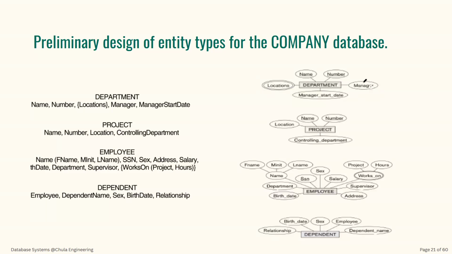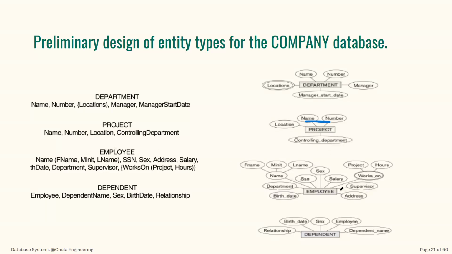So we have the name of the manager, which is a single basic attribute, a simple attribute, and the manager start date. Now, for the project, we said we have name and number as a key, and we have location. We say that one project only has one location, right? That is why the location here does not have the double line around it. It also has a controlling department.